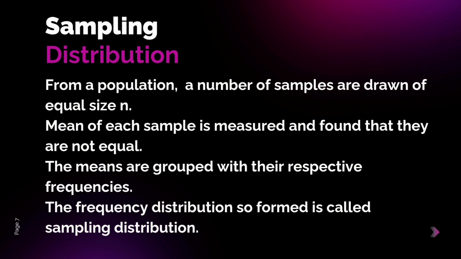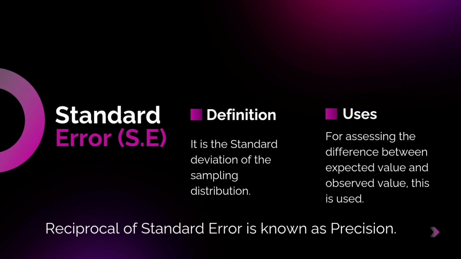The means are grouped with their respective frequencies, right? That is, with respect to the frequency, they have been grouped, not according to the number of samples present in the population, but with respect to the frequencies. This frequency grouping, or the frequency distribution so formed, is also called the sampling distribution, right? It's a general definition. Then what is standard error, right?